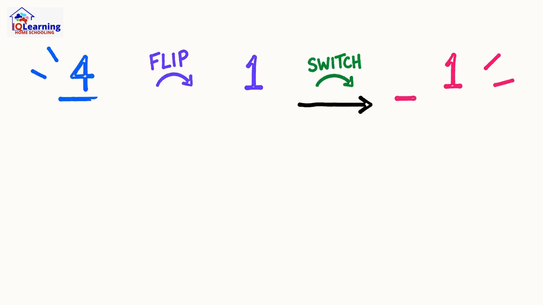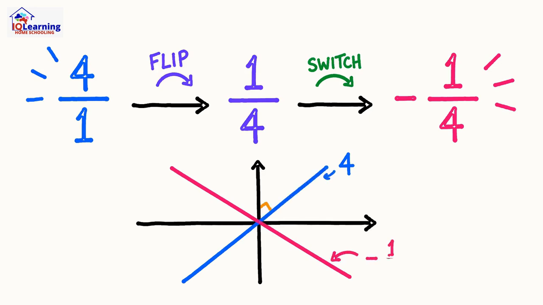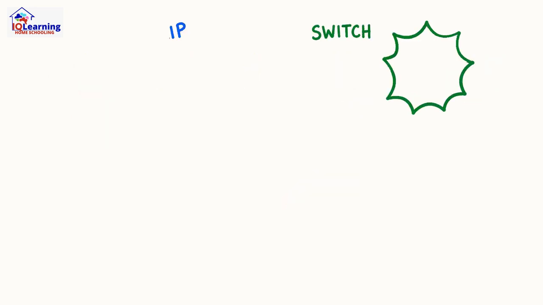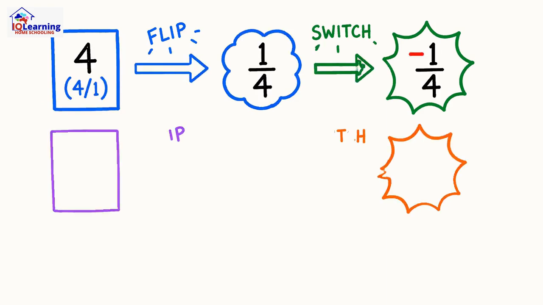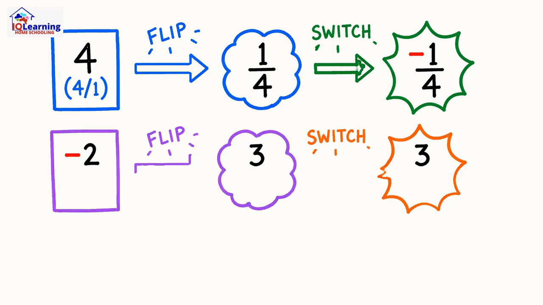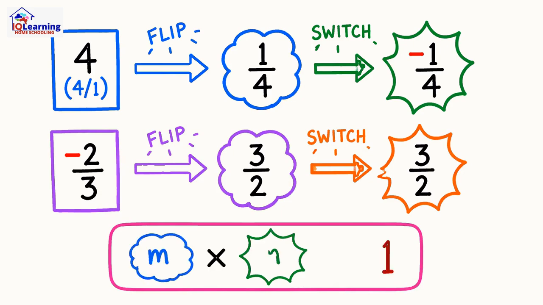First, you take the gradient. Say it's 4, which is 4 over 1. You flip the fraction to get 1 over 4. Then you switch the sign. So the perpendicular gradient is negative 1/4. Or, if you start with negative 2/3, you flip it to 3 over 2 and switch the sign to positive. That's it, a flip and a switch. If you multiply these two gradients together, you'll always get negative 1.